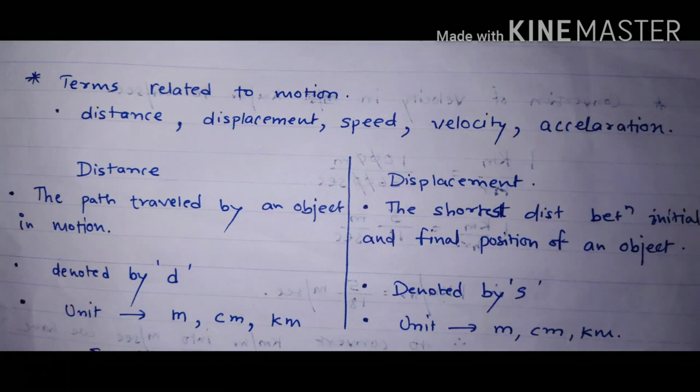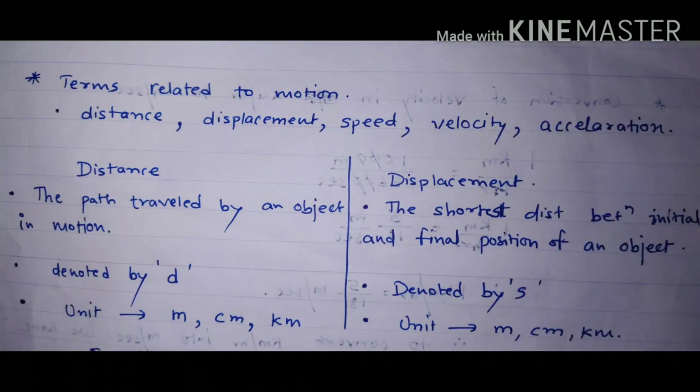Terms related to motion: distance, displacement, speed, velocity, and acceleration are various terms related to motion. In your textbook, you can find many other terms related to motion, like average speed, instantaneous speed, average velocity, instantaneous velocity, positive and negative acceleration. But don't bother about these terms. We just have to focus on distance, displacement, speed, velocity, and acceleration. First, we are going to do a comparative study of these terms, starting with distance and displacement. A comparative study will make it easier for you to understand these terms.